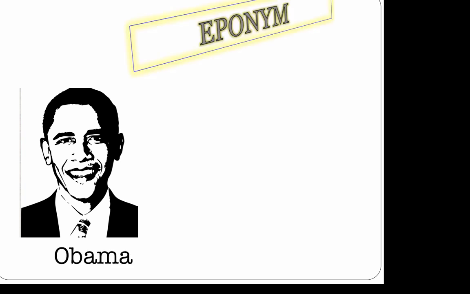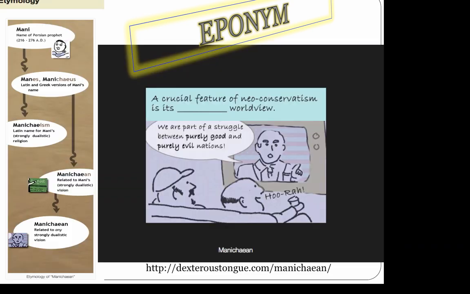Another way to create new words is to use a name as a word or as part of a word, like for example in Obama care. So that's a pretty recent eponym, meaning a word based on a name. Here's another one, Manichaean, which now refers to any strongly dualistic vision, but it's actually based on the name Mani, a Persian prophet who started a strongly dualistic religion. You can find out more about that word on Dexterous Tongue.